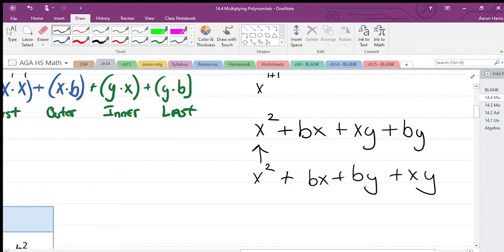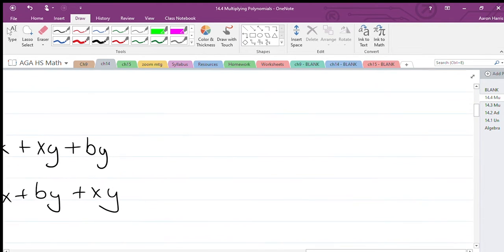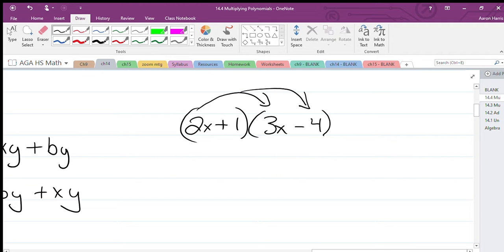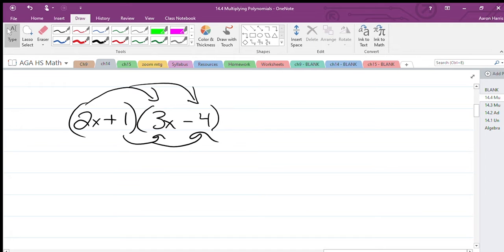Okay? So let's do it with some numbers. First, outer, inner, last. It really would look something like this. So 2x plus 1 multiplied to, let's say, 3x minus 4. Okay? So let's draw our arrows. 1, 2, 1, 2. So I have 4 problems. So this says what?